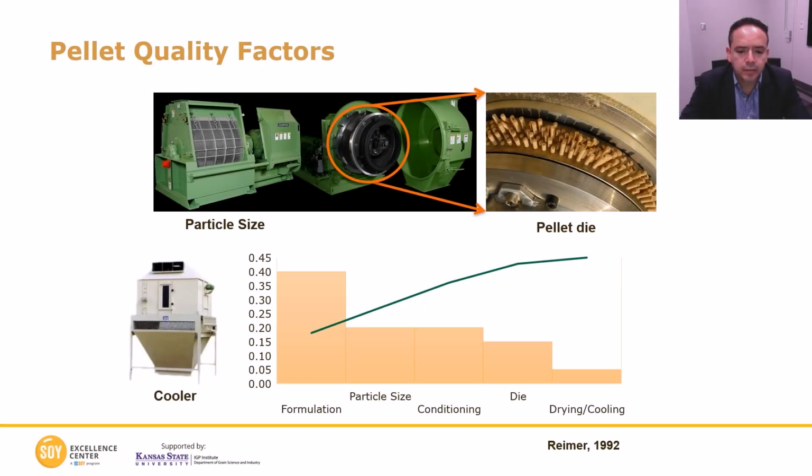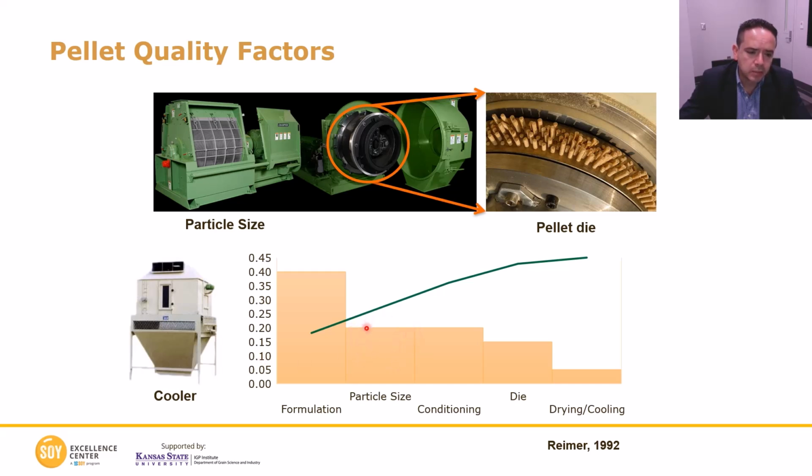And there are different factors when we are pelleting that are going to influence pellet quality. So for example, formulation typically represents or influences 40% of pellet quality. So if you have the opportunity to add wheat, for example, 10% to 15% wheat is going to help to improve pellet quality.